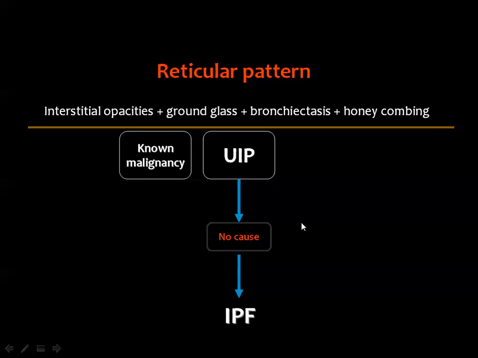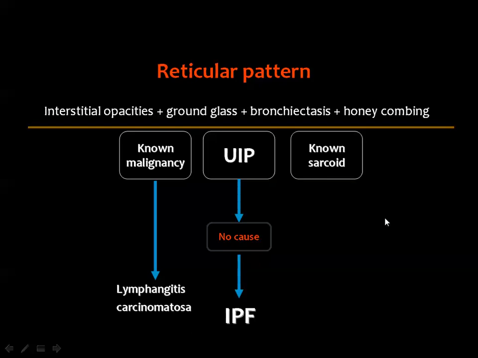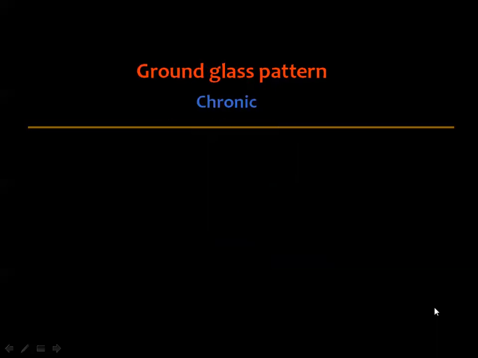And if you see these and the patient is known to have a primary malignancy, especially if the lesions are in the lymphatic distribution, then you know that you are dealing with lymphangitis carcinomatosis. If you know that this patient is a sarcoid patient and this is stage 4 sarcoid, it will result in interstitial opacities, ground glass lesions, bronchiectasis, and honeycombing.